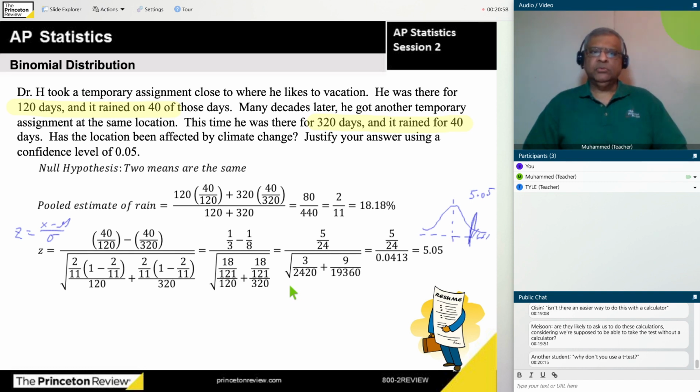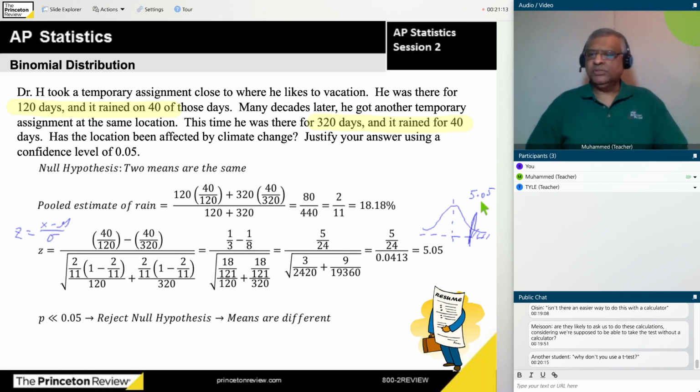So the thing you need to know is that basically P is much, much less than 0.05. This should be like 1.64 to be 5%. We are much further away from that, and therefore you can say the means are different. So as a statistician, you can say that the means are different.